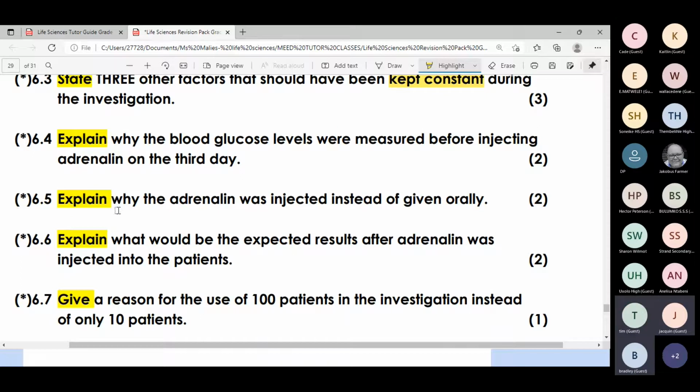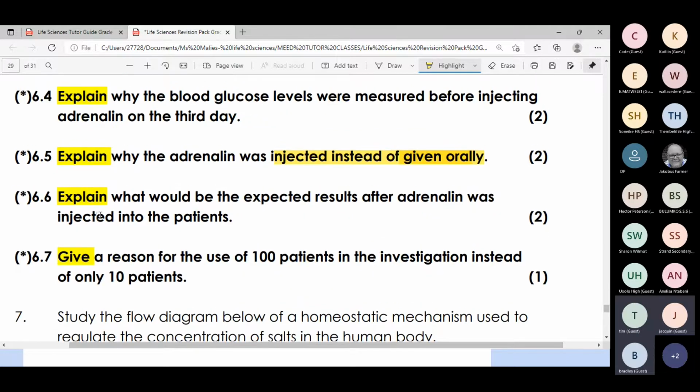6.5, explain why the adrenaline was injected instead of giving it orally. Remember that word, intravenously. Why was it injected and not even orally? 6.6, explain why the expected results after adrenaline was injected into the patients. And then 6.7, give a reason for the use of 100 patients in the investigation instead of only 10 patients.